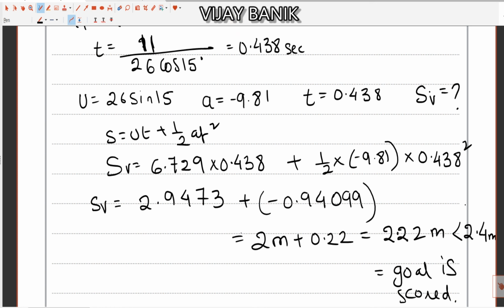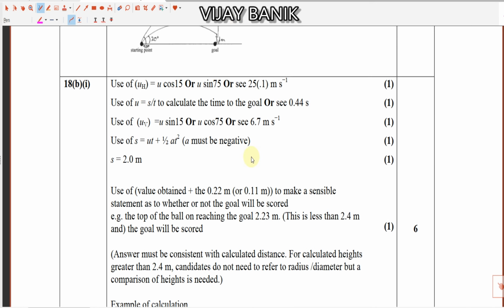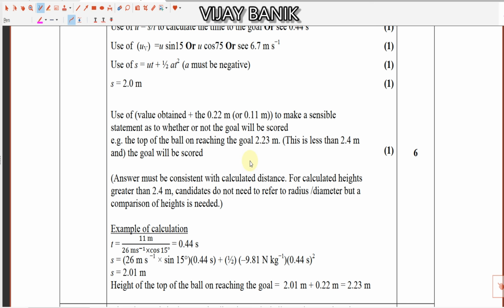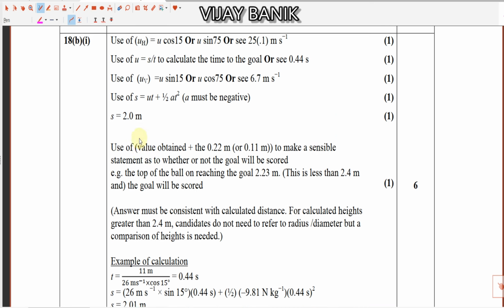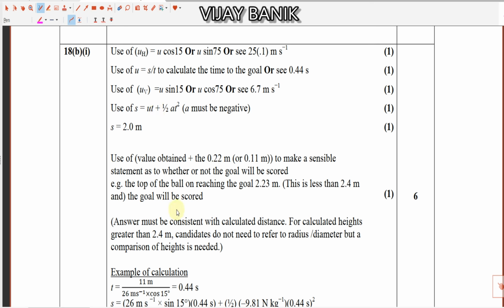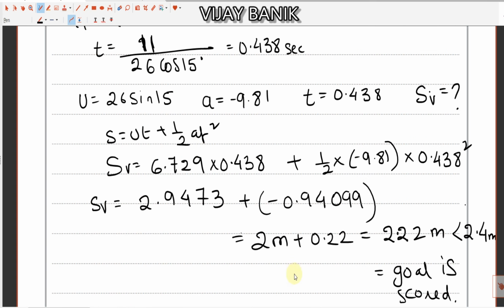Okay, let's see the mark scheme, what they wrote over there. The height is 2.23, the height of the top of the ball. They didn't mention it, answer to be consistent, this is less than 2.4 meter and the goal will be scored. Okay, I hope you guys understood the question.